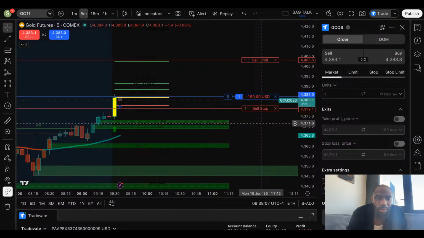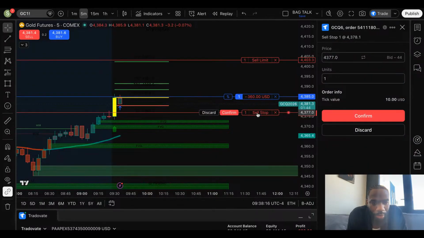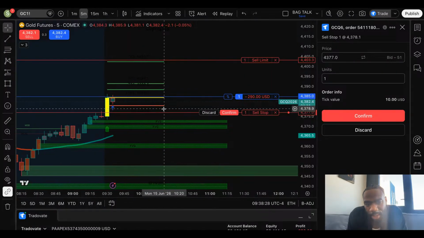I have my stop loss set. I usually don't, because like I said, I want price to close below this. So I'm gonna let it do its thing. If price closes below the red line, then I'll take the loss. But I can't see that happening right now.